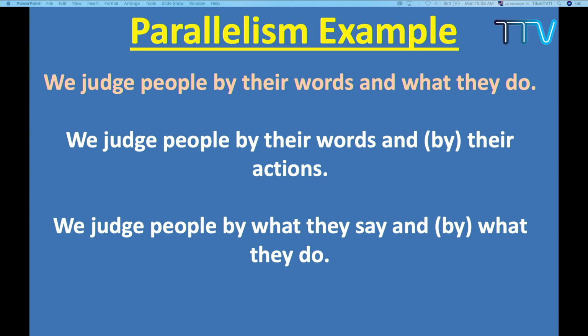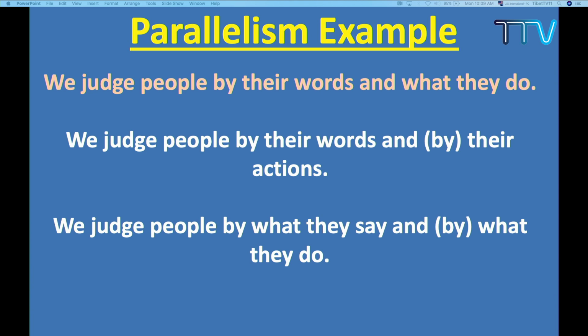We judge people by their words and what they do. If you look at this sentence, it seems there is no mistake, but there is a mistake, because there is a change in the form. First, we judge people by their words, and next, what they do. So it's different. How do we change it? We judge people by their words and by their actions. We see the word "by" is the same: by their words, noun; by their actions, noun. "What they do" has a verb here, so that is wrong.